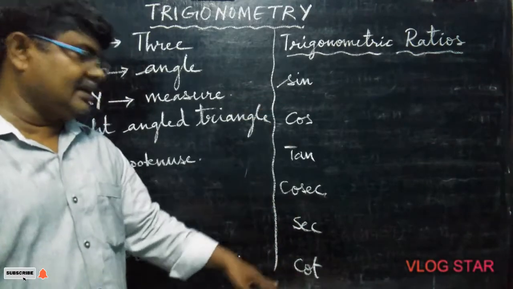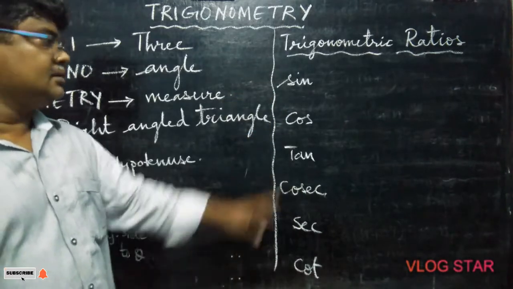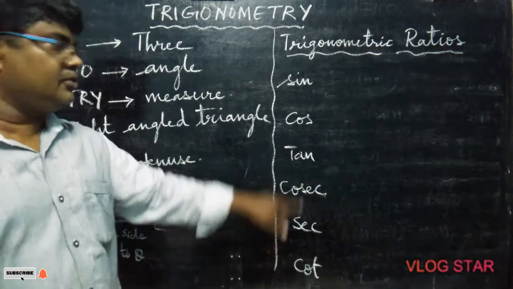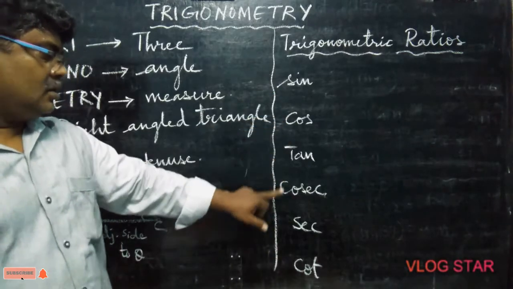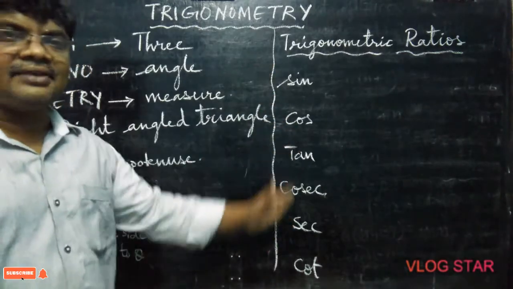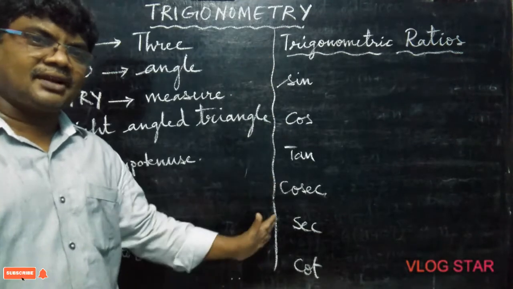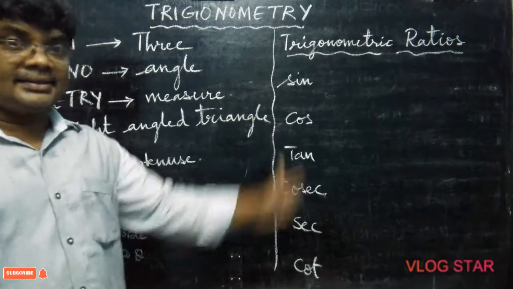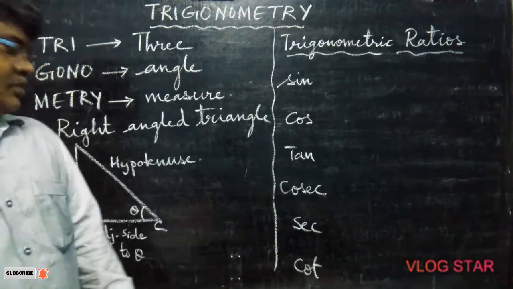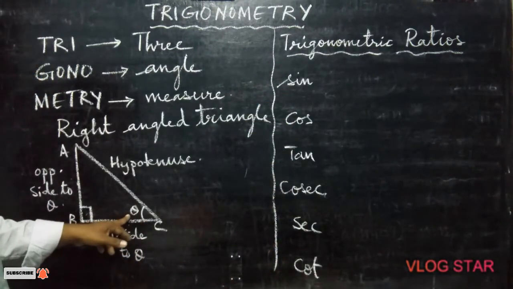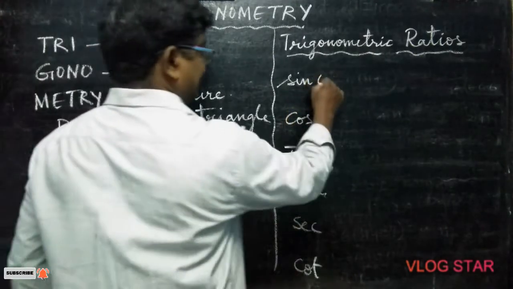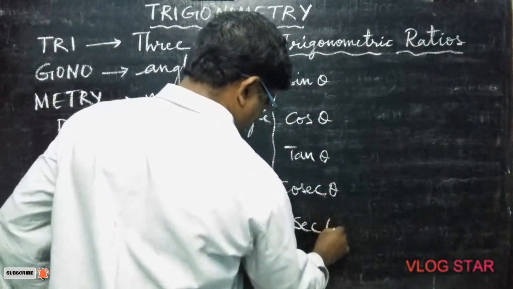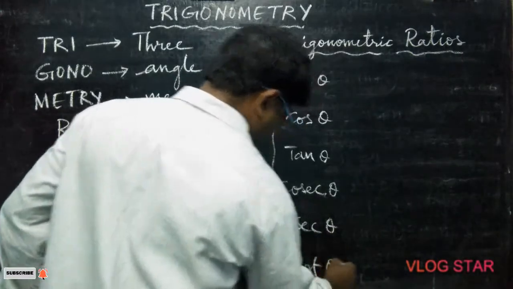Are you able to follow? These are the names. Like a song you will learn: sine, cos, tan, cosecant, secant, cot. Repeat all of you: sine, cos, tan, cosecant, secant, cot. This is the sequence, one after another, like Sunday, Monday, Tuesday. Learn like this so that you will get it easily. Now with the unknown theta: sine theta, cos theta, tan theta, cosecant theta, secant theta, cot theta.